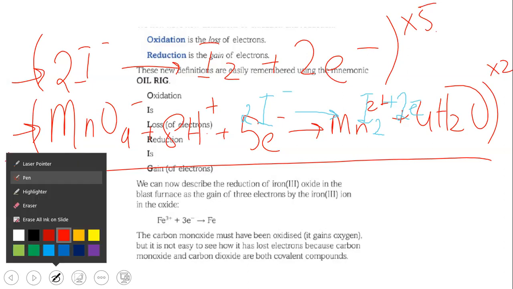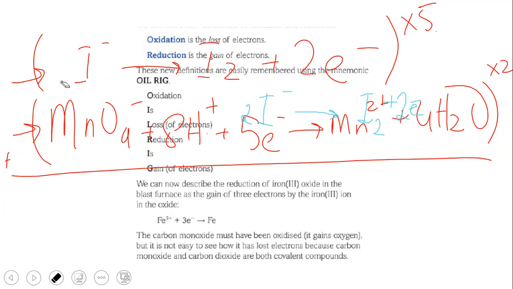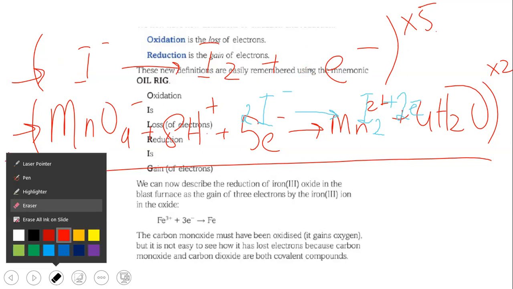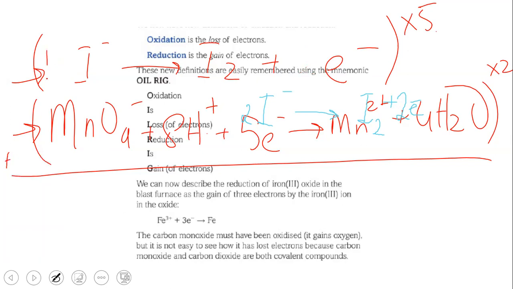So this is going to end up becoming 10 iodide ions, or 10 I minus, gives us 5 I2 and 10 electrons. So that is what will turn to your equation number 1.